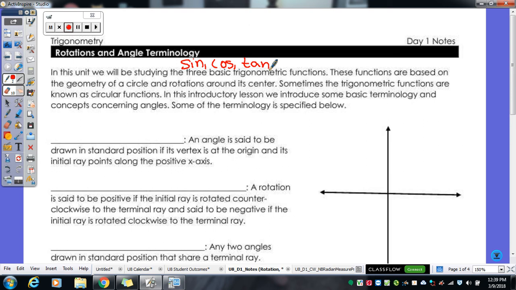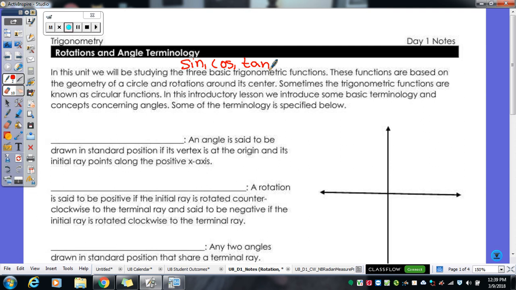Kind of. You used SOHCAHTOA to help you remember what sides of the triangle you used to figure out your sine, your cosine, and the tangent. But yes, you used your sine, cosine, and tangent. So these functions are based in geometry off of a circle and the rotations around its center. Sometimes the trig functions are also known as circular functions. Some people call them trig functions, some people call them circular functions because it creates a circle, and you'll see that as we go through some stuff there.